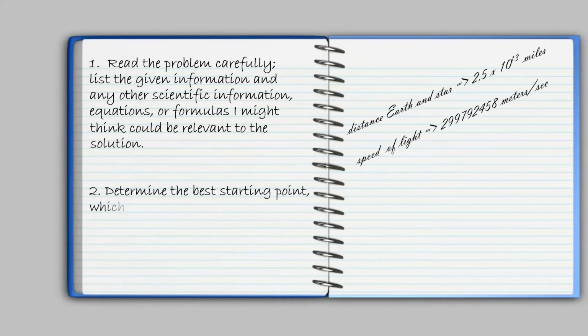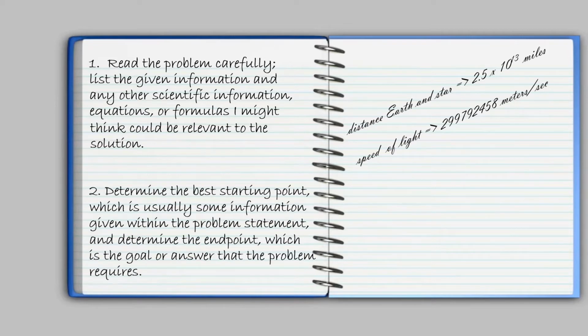Next, I want to determine the best starting point, which is usually some information given within the problem statement, and determine the end point, which is the goal or answer that the problem requires. Most of the time, I write down the end point first. It's usually easier to identify. In this problem, we are asked to quantify the number of seconds it will take for light to travel from the star to us. This is the end point. The only given information I found in the problem is the miles to the nearest star, so I guess that will have to be the starting point.